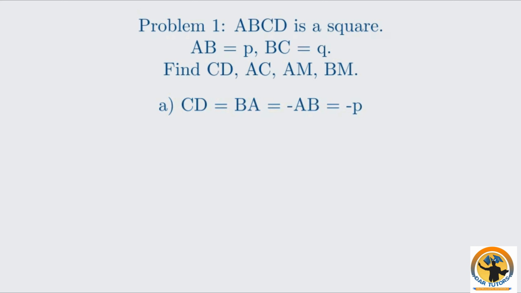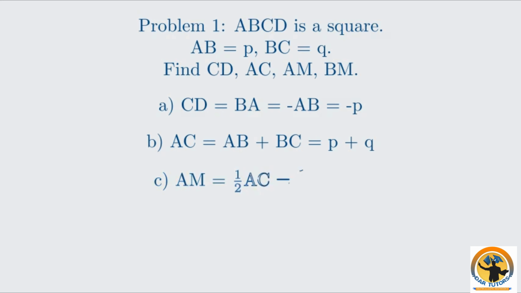Next, let's find AC. We can think of moving from A to C as moving from A to B, and then from B to C. This is vector addition. AC equals AB plus BC, which is p plus q. Now for AM. The diagonals of a square bisect each other. This means M is the midpoint of AC. So the vector AM is half the vector AC. Substituting our expression for AC, we get AM equals 1/2 of (p plus q).